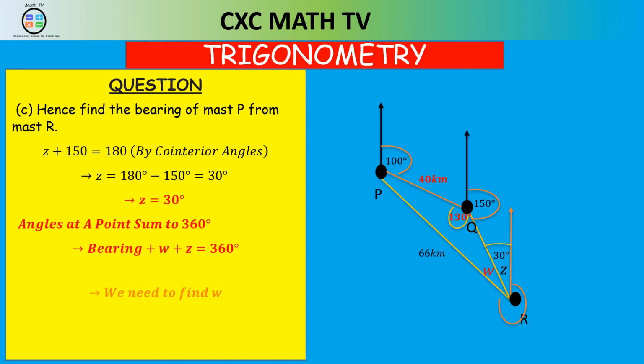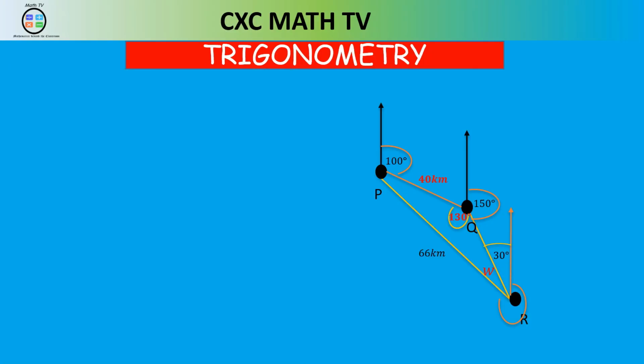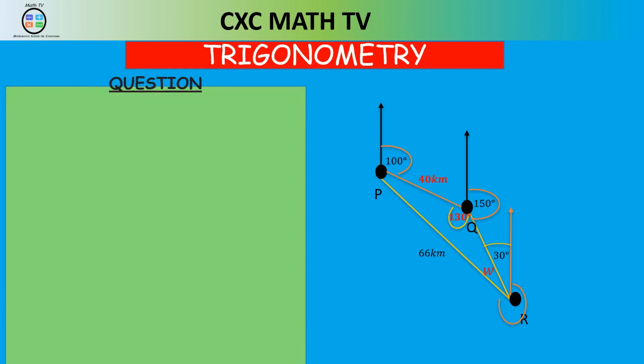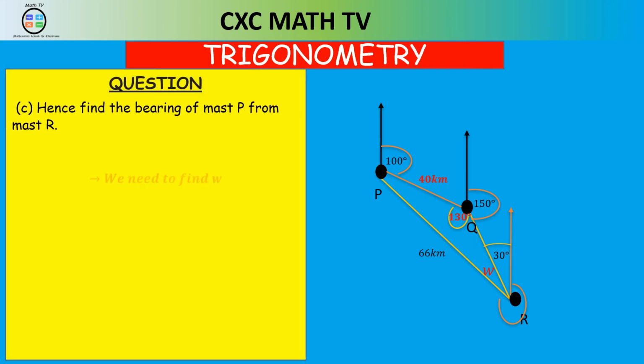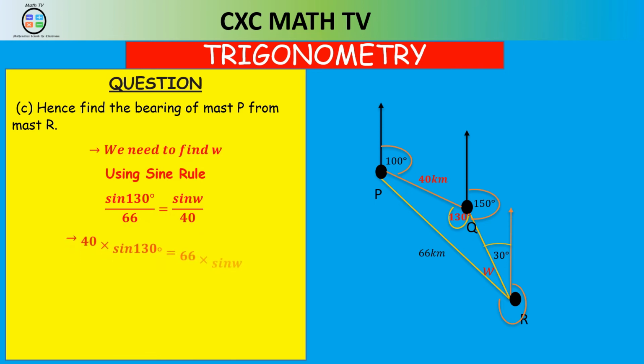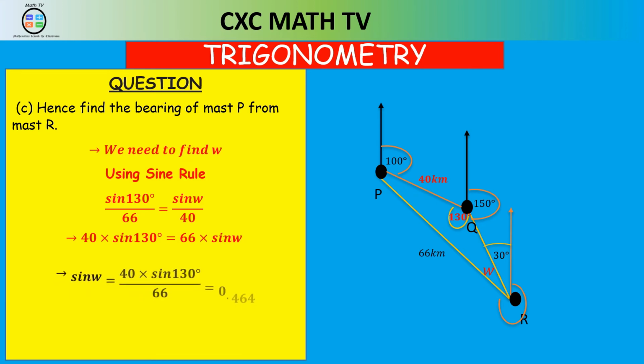So if we use the sine rule, look at it. We would then know that the sine of 130 degrees divided by 66 is equal to the sine of W over 40. So we can transpose and get 40 times the sine of 130 is equal to 66 times the sine of W. So we make sine W the subject. So when we transpose, we get sine W is equal to 40 times the sine of 130 divided by 66, which is 0.464. We then take sine inverse of 0.464 to get 27.7 degrees.